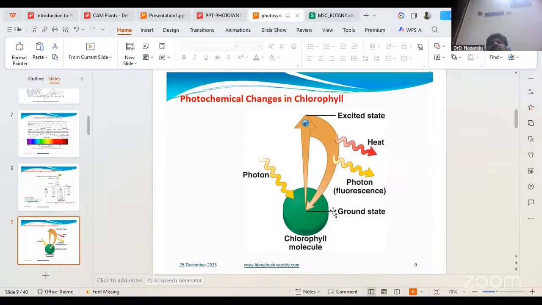You know, photon means light energy, sir. Light energy has the photons and electrons. Here electrons are being used for the excitation, to excite the molecule. Which molecule here? It is chlorophyll.